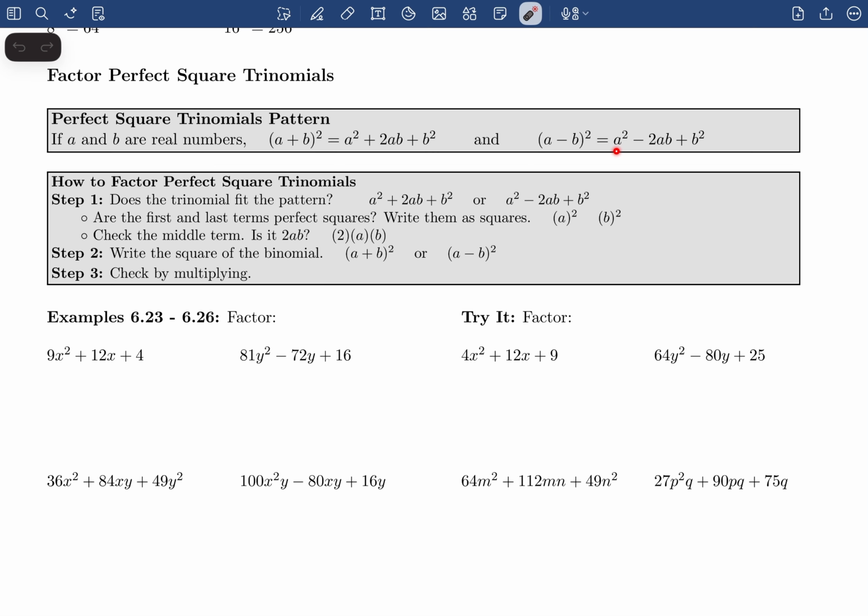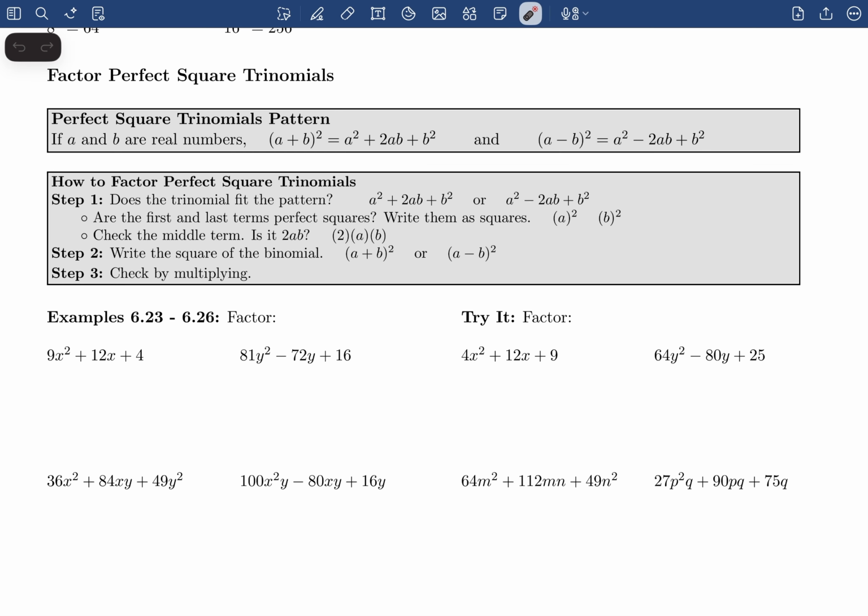Now, if I see A squared minus 2 times A times B plus B squared, I can turn it into A minus B squared. We talked about these perfect square trinomial patterns in a previous lesson, but we were talking about how to expand it, how to multiply it. If I see A plus B squared, squaring something is multiplying that thing by itself. So I take A plus B and multiply it by A plus B, and when we FOIL it, we get this. Likewise, A minus B squared is A minus B times A minus B, and when we FOIL it, we get this.